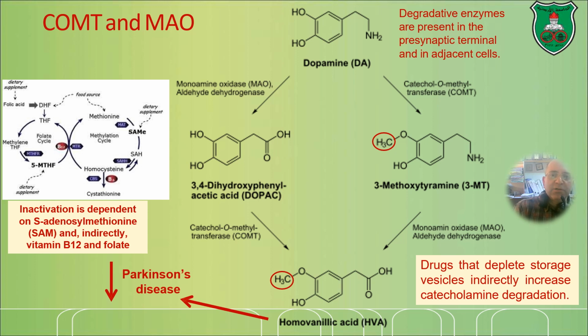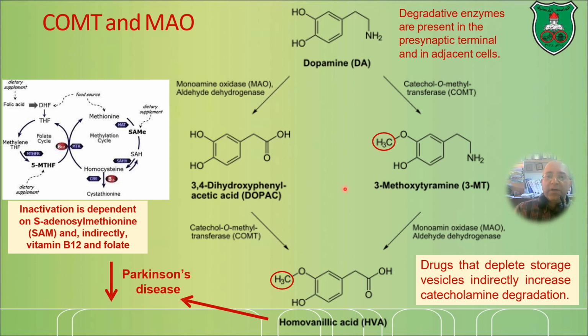Let's talk about inactivation of these neurotransmitters. It happens enzymatically. We're talking about the enzymatic inactivation. It happens via two enzymes. The first one is known as monoamine oxidase. The other is known as catechol-O-methyltransferase. It doesn't matter which one starts first. It could be monoamine oxidase and then methyltransferase, or methyltransferase and then monoamine oxidase. Since we're talking about a methyl transfer reaction, we need vitamin B12 and folate for the synthesis of S-adenosylmethionine inside cells.